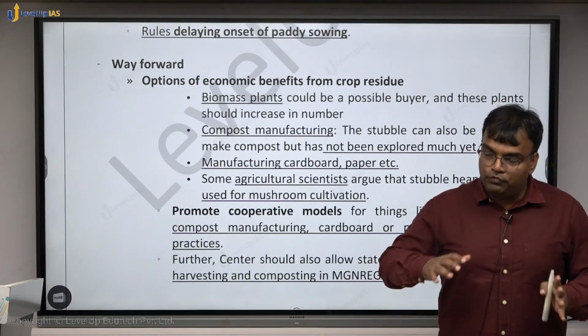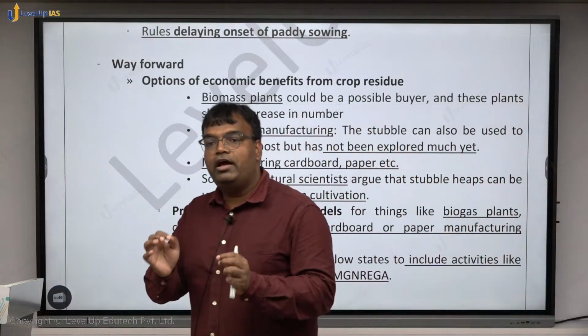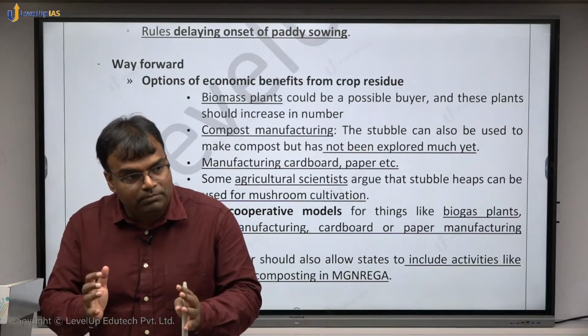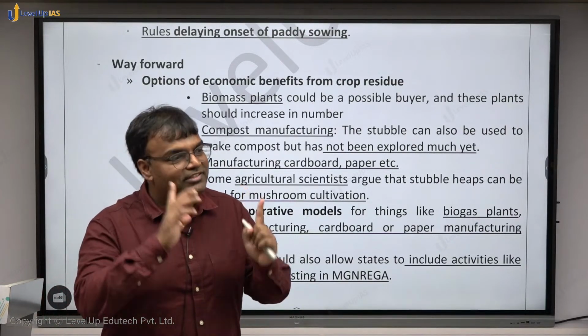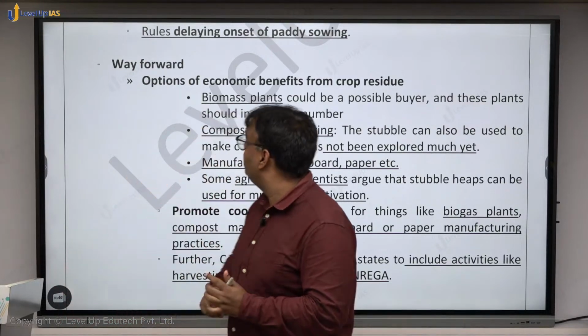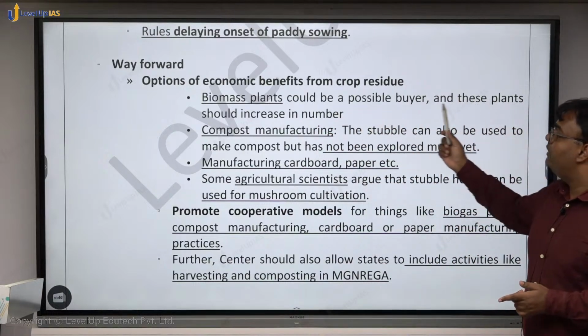So if we want to solve the problem of stubble burning, we'll have to come up with a mechanism through which the stubble farmer is able to earn some money. That is the first thing that has to be kept in mind. So biomass plants could be a possible buyer, and these plants should increase in number.